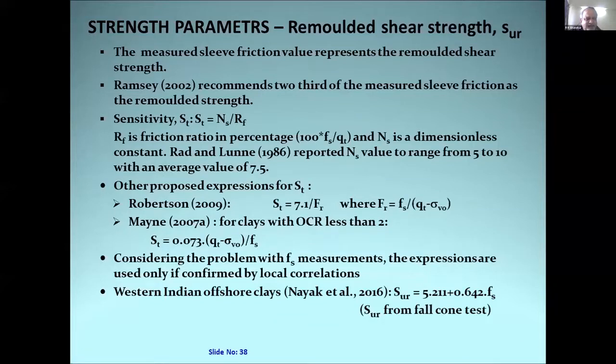There are other proposed expressions also for sensitivities. Now, considering the problem with the sleeve friction measurement, the expressions are used only if confirmed by local correlation. We also tried to develop a correlation for Western Indian offshore clays for remote shear strength as a function of sleeve friction.